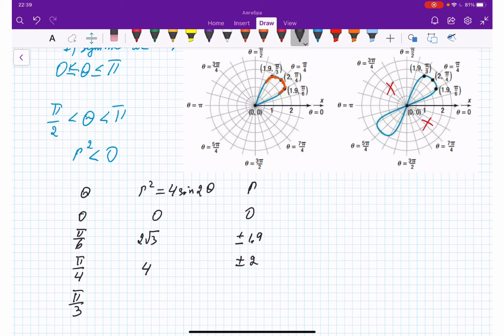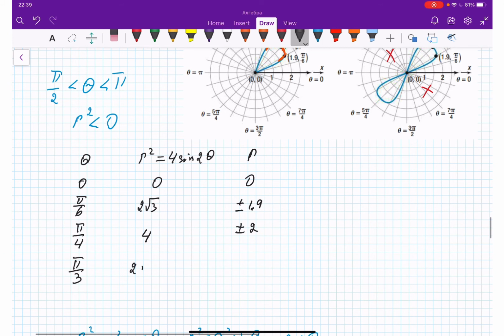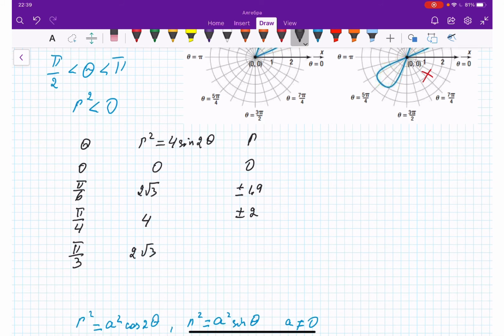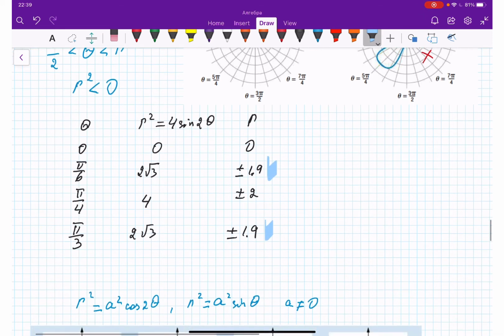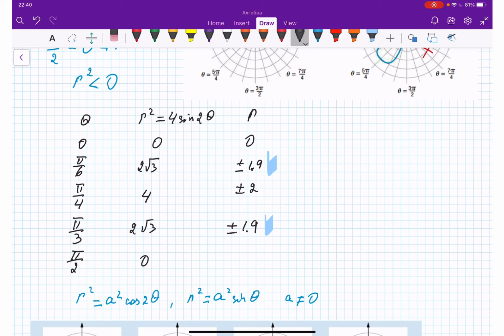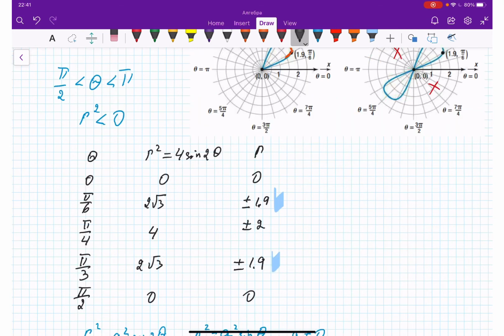This is why I got one additional point here, which is pi over 4. Okay, so for pi over 3, we will get 2 square root 3, and r is going to be plus or minus 1.9. See, it's symmetric, this one and this one, because it's the same result for pi over 6 and pi over 3. And lastly, pi over 2, it's going to be 0 here, also going to be 0. The remaining points on the graph may be obtained by using symmetry.